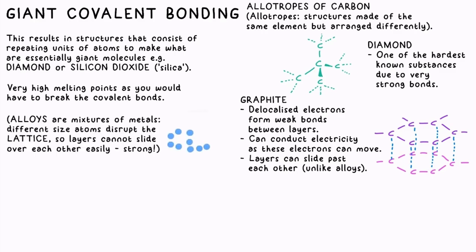As a side note, metal alloys are stronger than pure metals. Having mixtures of metals means that we have different size atoms, and that disrupts the regular lattice so layers can't slide over each other as easily.